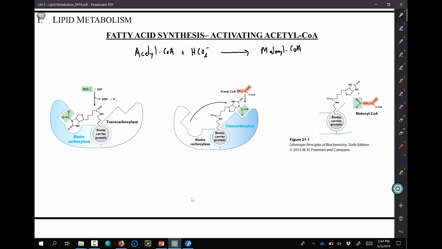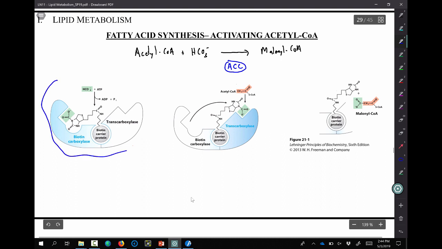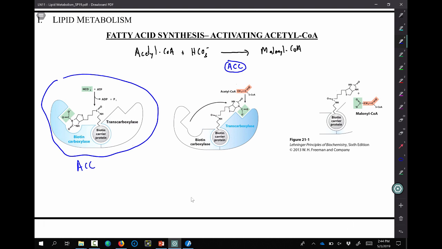And this is going to be catalyzed by this enzyme, ACC. This is the enzyme that I talked about in terms of regulation of beta oxidation, acetyl-CoA carboxylase. Okay? This is that enzyme, ACC. I'm not going to spend time looking at this other than to say that this is an ATP-dependent process. Okay, you can look at this.